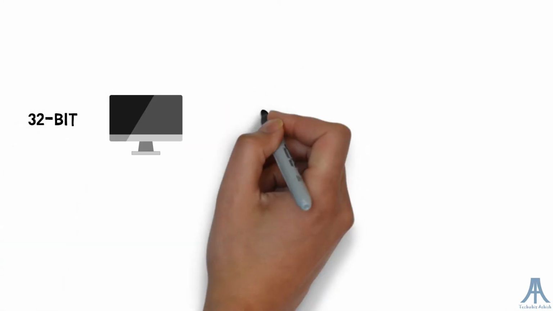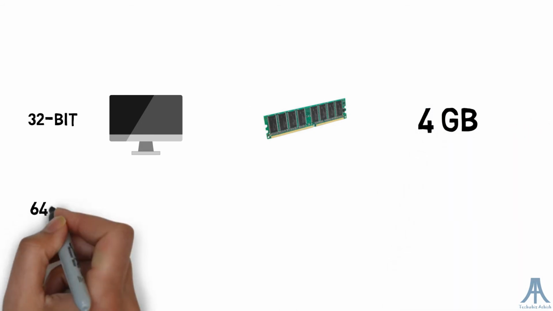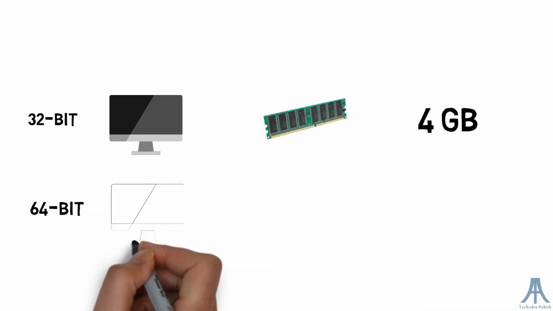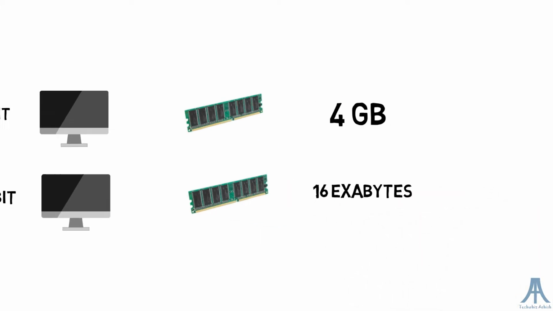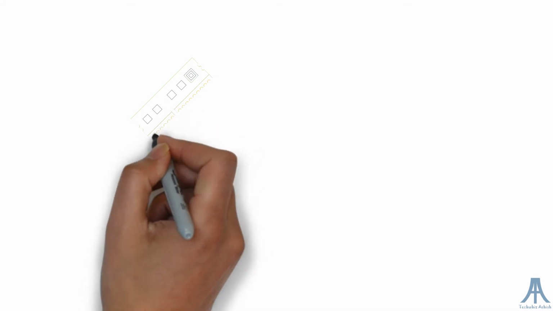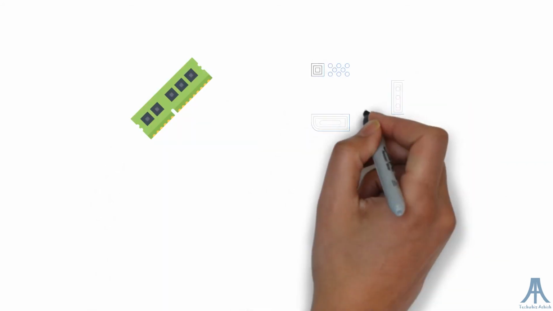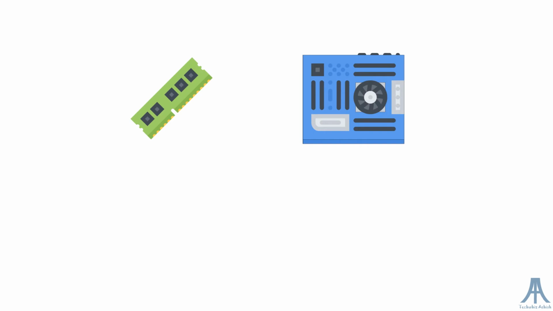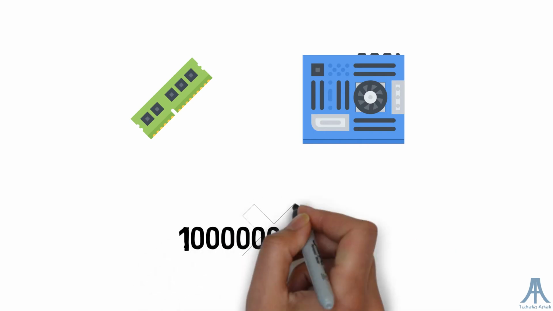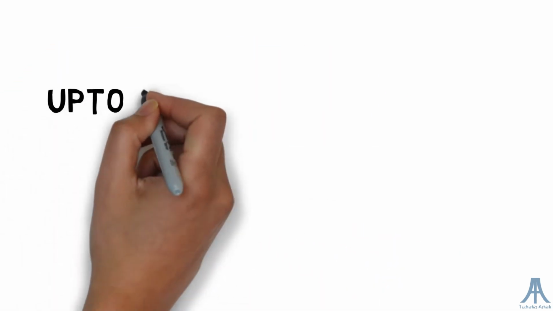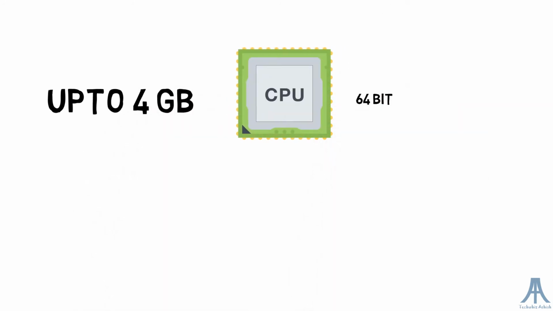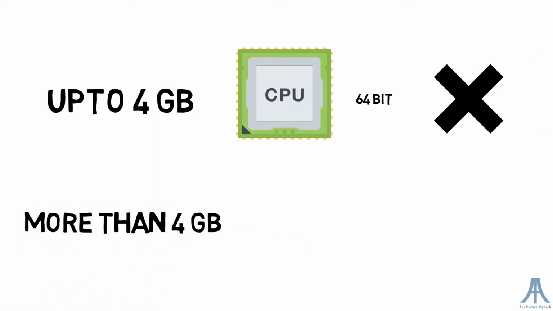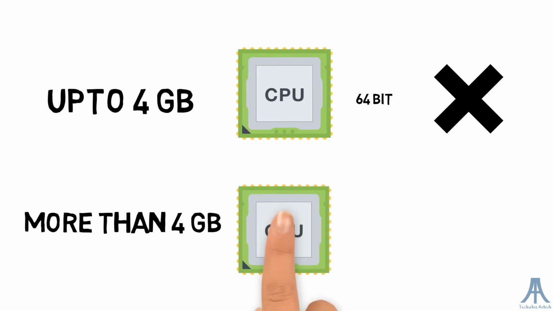A 32-bit system can support up to 4 gigabytes of RAM, whereas 64-bit ones can support up to 16 exabytes of RAM, at least theoretically. The limit of RAM that can be used depends on whether your motherboard will accept it or not. Practically, you don't need hundreds of gigs of RAM. As a general rule, if you have under 4 gigabytes of RAM in your computer, you don't need a 64-bit CPU. But if you have 4 gigabytes or more, then you need a 64-bit CPU.